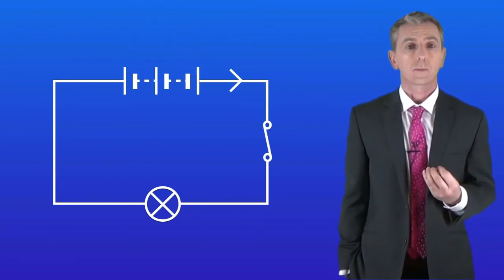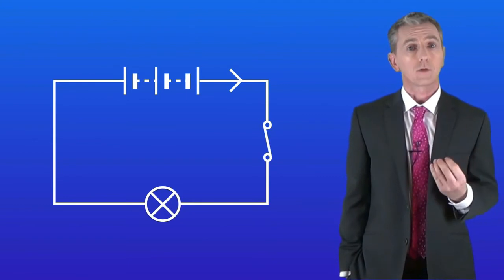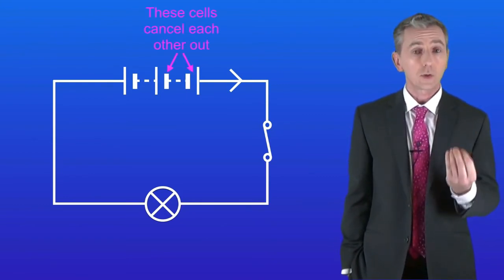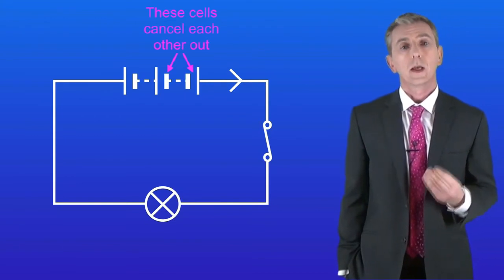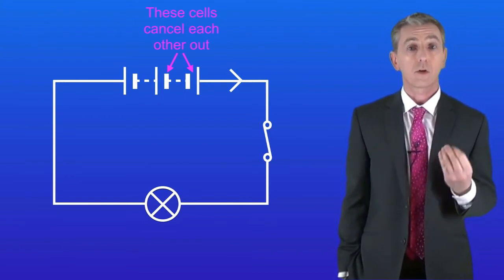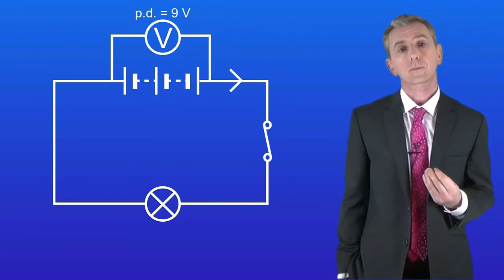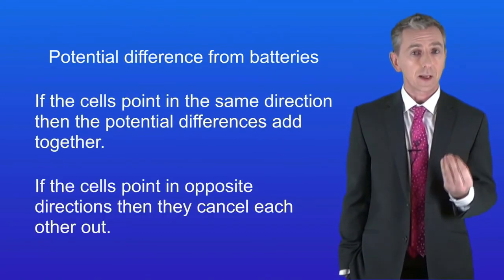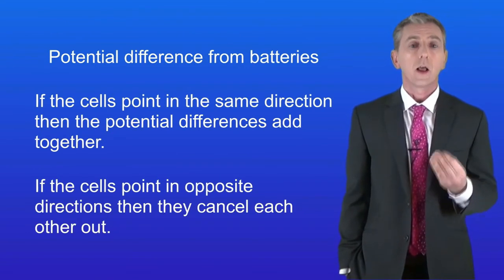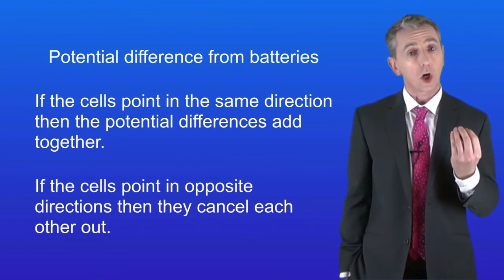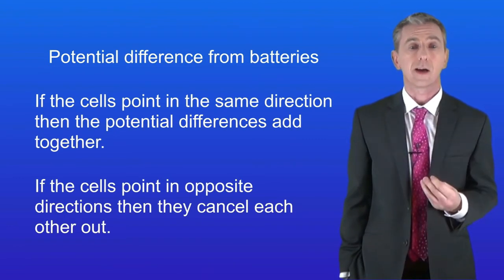Now look at this circuit. This has got three 9-volt cells, but one of them is pointing in the wrong direction. So these two cells cancel each other out. And that means that the potential difference across these three cells is now just 9 volts. So remember that if the cells point in the same direction, then their potential differences add together. If they point in opposite directions, then they cancel each other out.